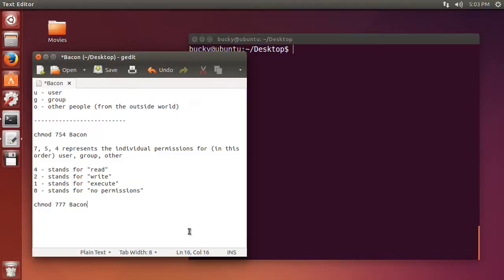But yeah, there you go. That's what all of the crap about file permissions are in Linux. Now you understand, so go out, hack some computers, change your permissions, do whatever you want.